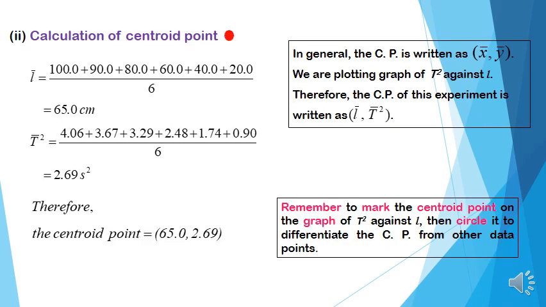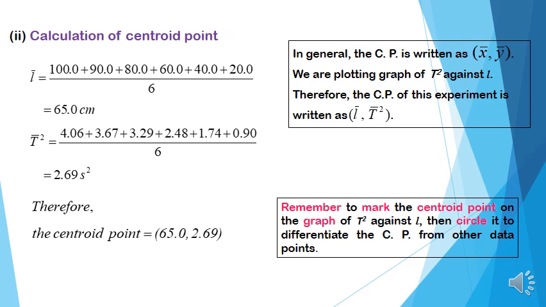Roman 2. Calculation of centroid point. The centroid point is the mean position of all the data points to be marked on the graph, especially on a straight line graph. Therefore, we need to calculate the average value of the x-axis and the y-axis, which is the average L and average T squared respectively.